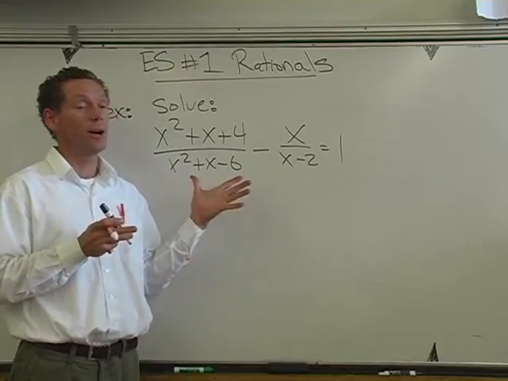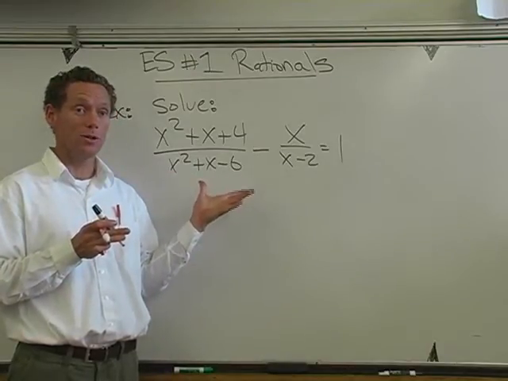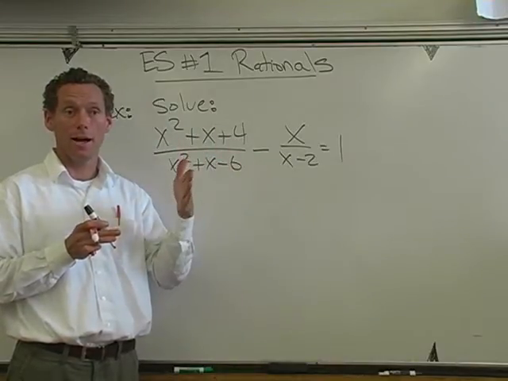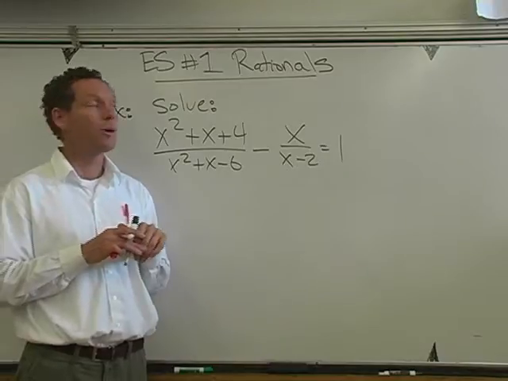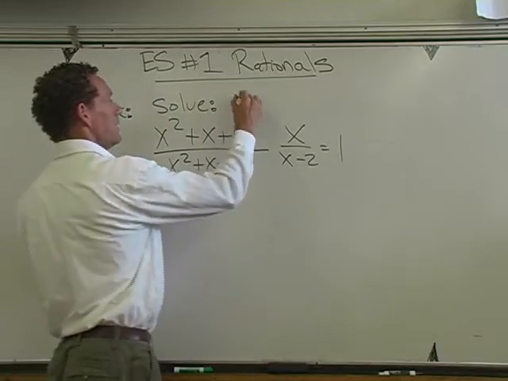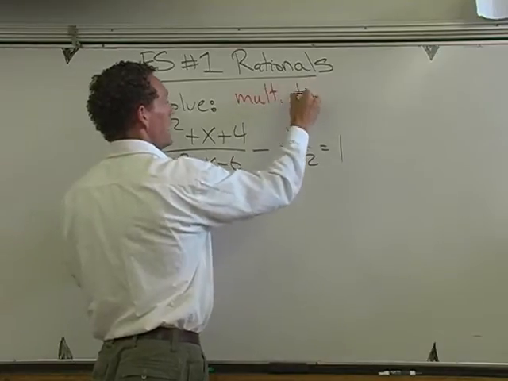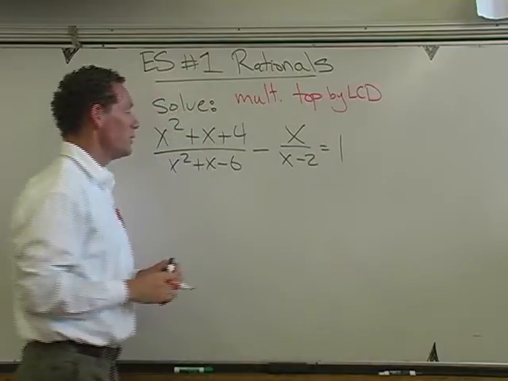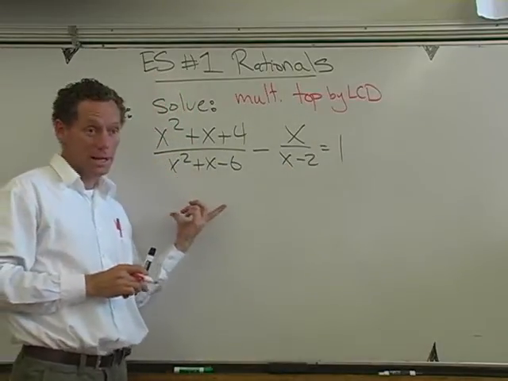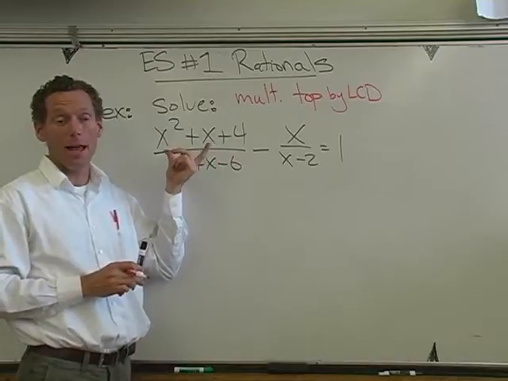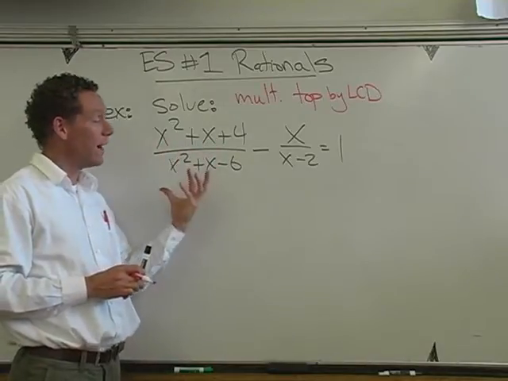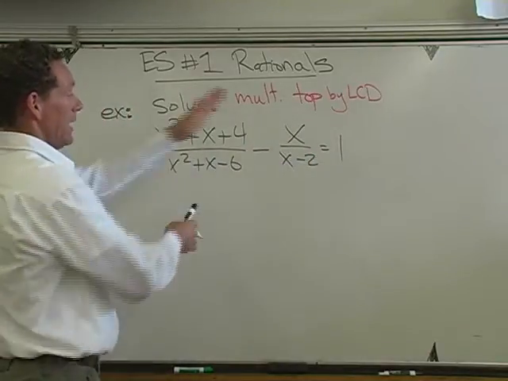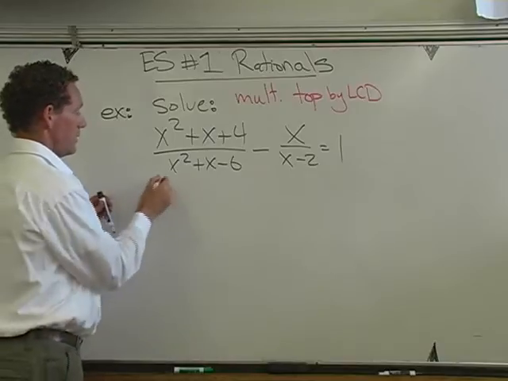So, volunteer, describe to us, there's a trick we can use to get rid of the denominators right away. Yeah? Multiply the top by the LCD. Okay, multiply the top by the LCD. Students get confused with this because we're taking a least common denominator and multiplying the numerators by that. But that's absolutely correct. We find the LCD and then we multiply every numerator by that, and it will cancel out all the denominators.